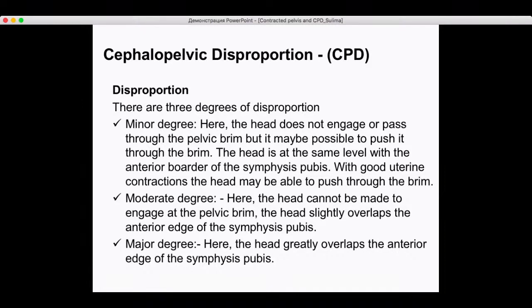In case of moderate degree, the head cannot be made to engage in the pelvic brim, and the head slightly overlaps the anterior edge of the symphysis pubis. In this case, you should end the labor process by cesarean section. And in the major degree, the head greatly overlaps the anterior edge of the symphysis pubis, and of course, you end the labor process with cesarean section too.